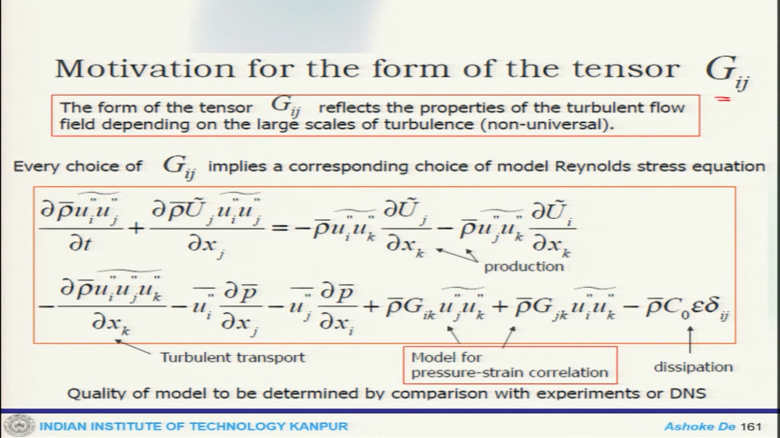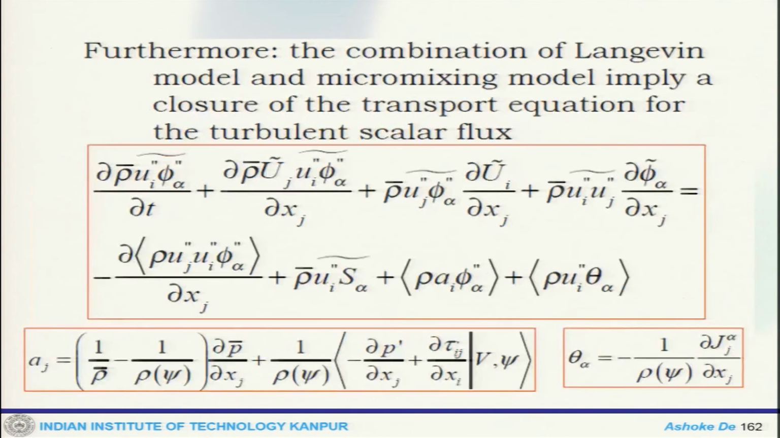Now if you look at the choice, it is a corresponding choice of model for the Reynolds stress equation, where the individual stress term looks like this. These are the production term, these are the terms, and this is the term which comes from the pressure strain correlation, and this is the dissipation. So one can look at this Reynolds stress model in the RANS framework, look at how these terms behave, and then make a choice which corresponds with it.